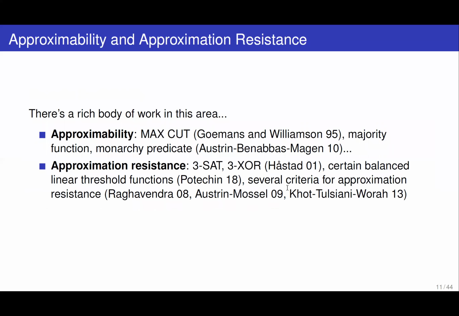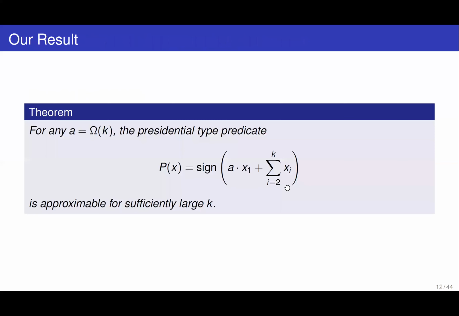There is a rich body of work in this area. On the algorithmic side, we know that max cut is approximable, and also the majority function and monarchy function, which are both examples of presidential type predicates, are also known to be approximable. On the hardness side, Håstad showed that 3-SAT and 3-XOR are approximation resistant. Austrin showed that there is a certain balanced linear threshold function that is approximation resistant under the unique games conjecture. There have also been several criteria for approximation resistance.